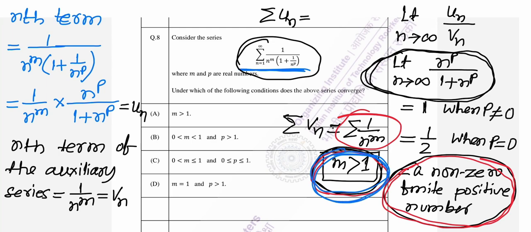so for this series to be convergent, the value of m must be greater than 1 and the value of p may be anything. So the correct option will be A. Okay, so this question is done now.